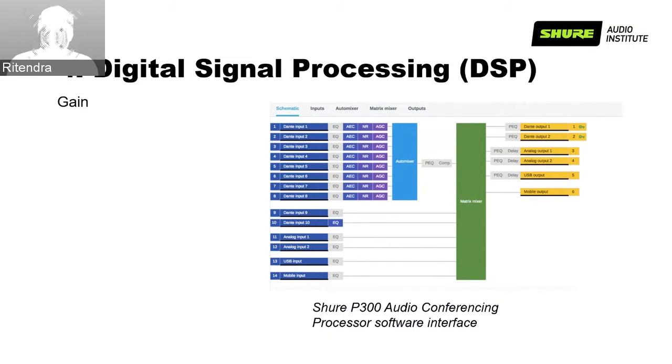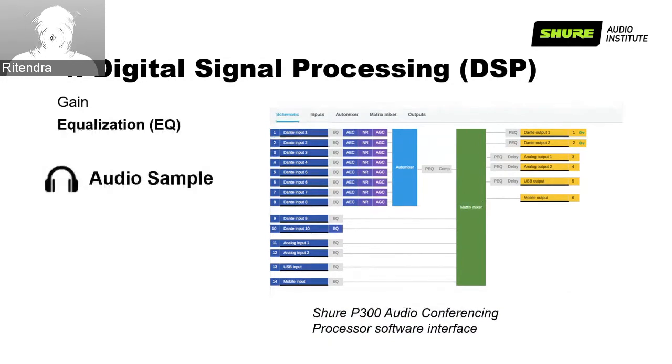And not having enough gain leads to poor performance of EQ, noise reduction, and AEC processes. Yeah, gain must be considered for every piece of equipment in the signal chain. Okay, now let's move to the next, equalization.